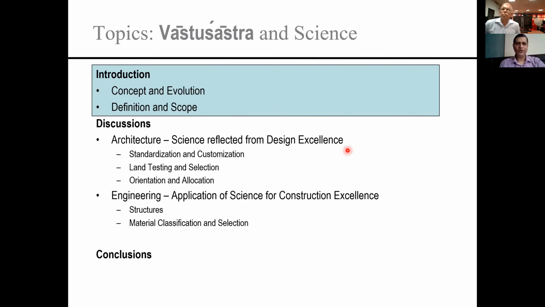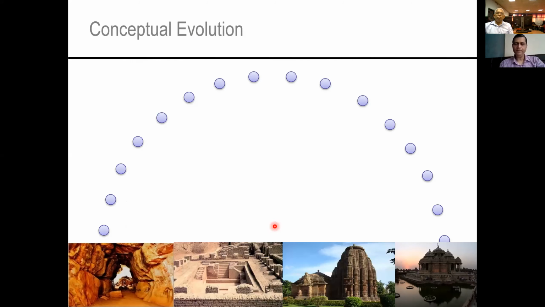Within design excellence, I will spend more time on the standardization and customization aspects, land testing and selection aspects, and overall orientation or allocation. In constructional excellence, we will see how different structures were recommended to be designed, different joints, more on the engineering side, how those are validated with today's theory of structural engineering, and how the different material classification and selection methods were recommended by Vastushastra.